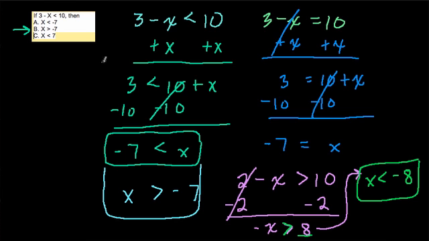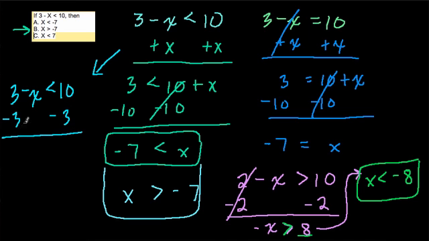And in this case right here, let's solve it that way, we would do the same thing. So I could subtract 3 from both sides. This is another way of solving it. This cancels out, and I get negative x is less than 7. But I don't want to know what negative x is, I want to know what x is. So multiply everything by negative 1, and now everything reverses, including the inequality. So x is greater than negative 7.